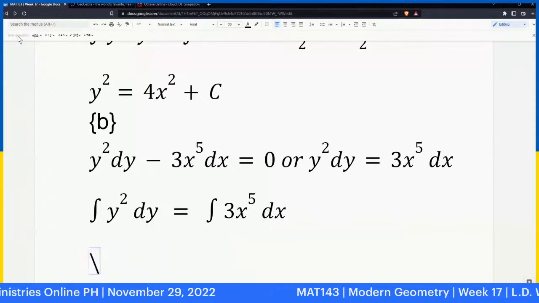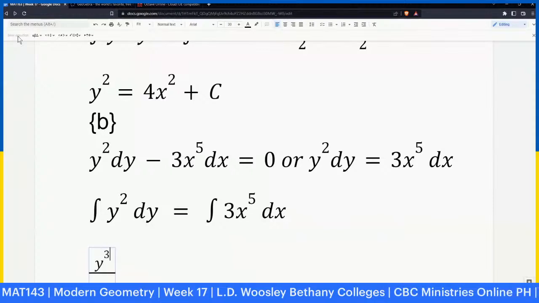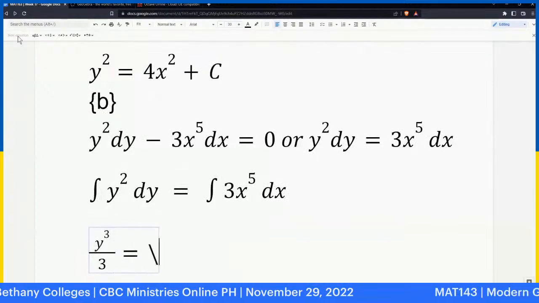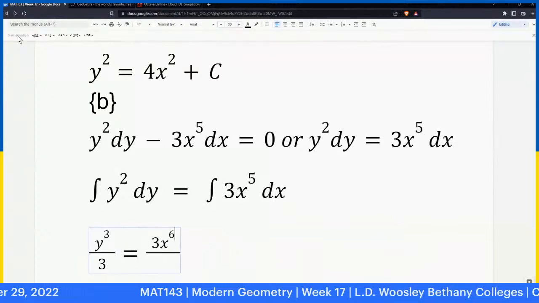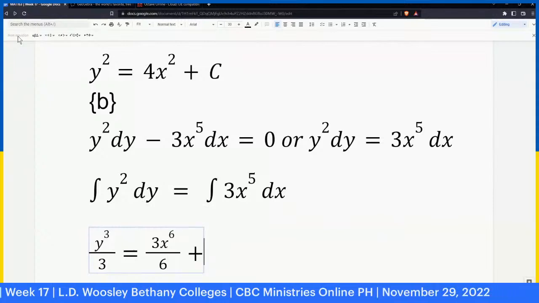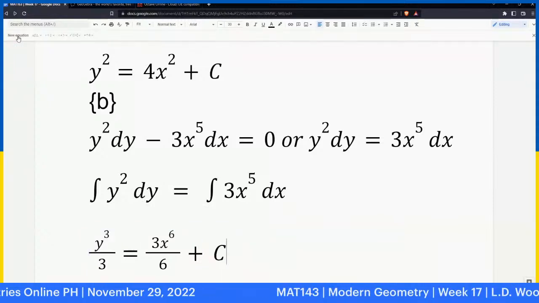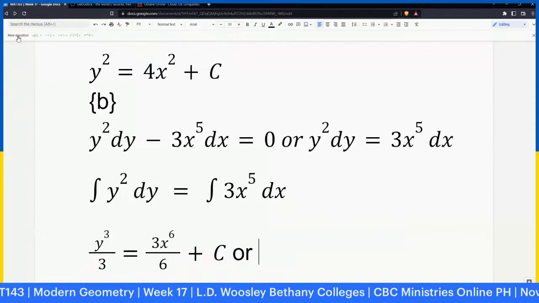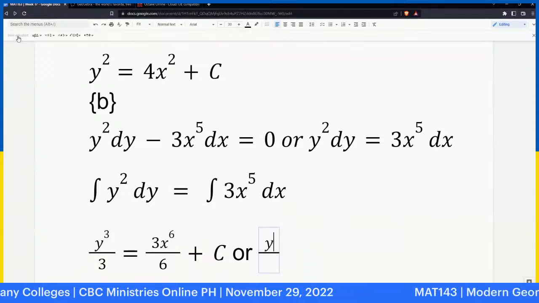Okay, so that will become y cube over 3 is equal to plus 3x to the 6 over 6. Okay, plus c. Don't forget the c. Or further simplify, so there are cancellations. Cancellations here. Or 2y cube equals 3x raised to 6.